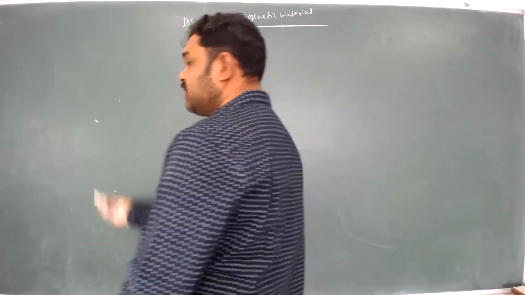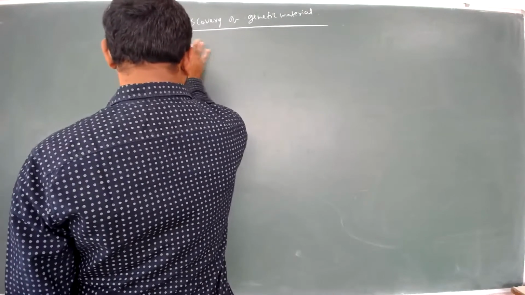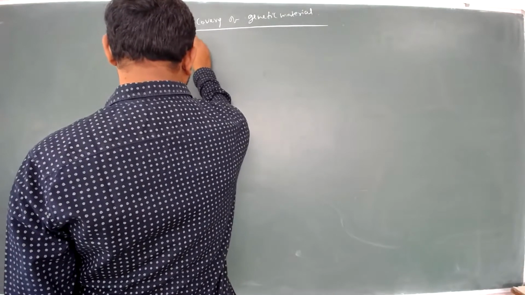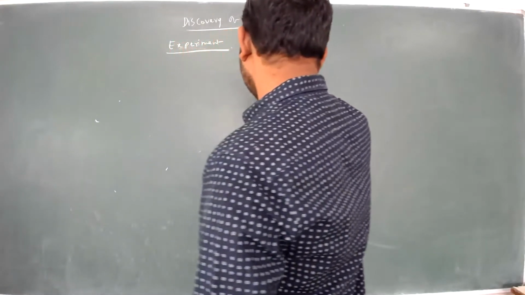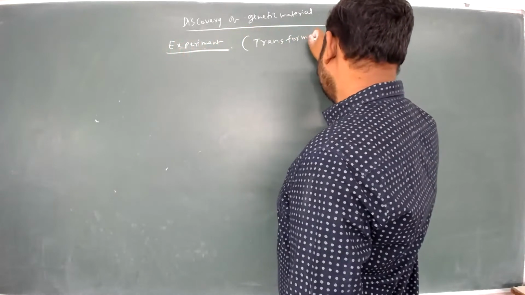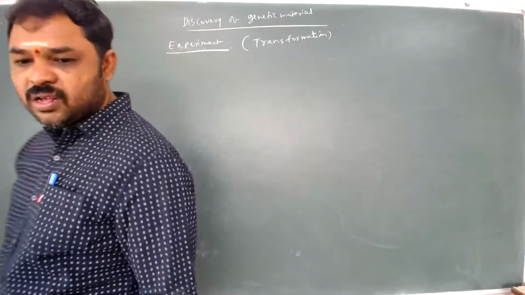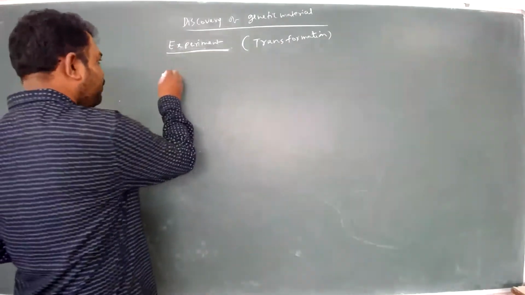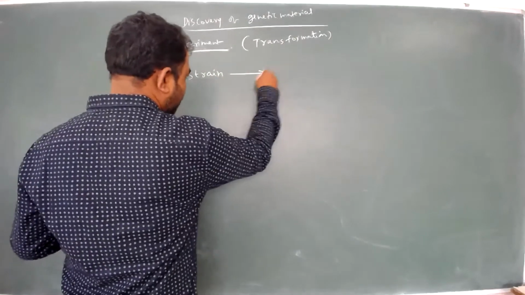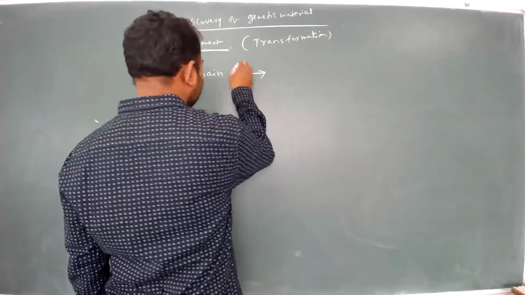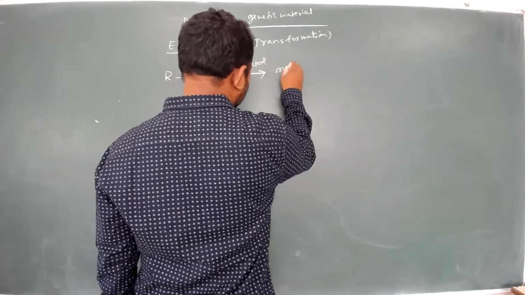You see this S strain experiment, the transformation experiment. This is the basic experiment for the discovery of genetic material. First, what is taken? R strain is taken. This R strain is injected into mice.